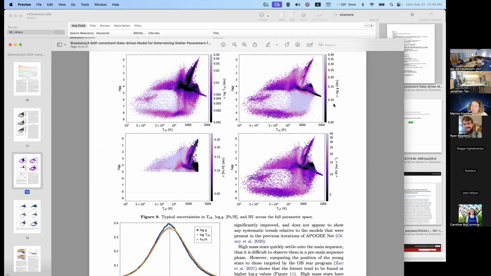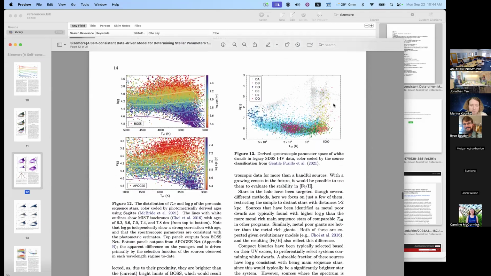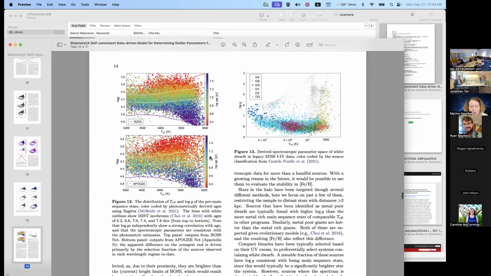So let's see then, how accurately can we measure ages and relative ages? What's the summary, would you say? Going back to here, probably something on the order of 0.1 dex.